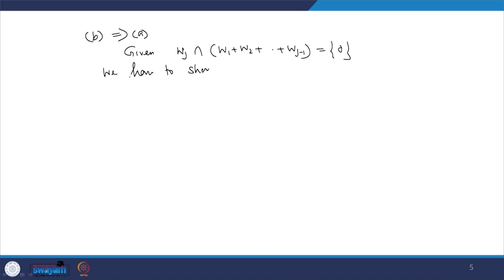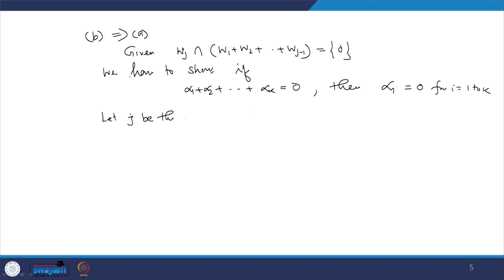to show, if alpha 1 plus alpha 2 plus ... alpha k equal to 0, then alpha I equal to 0 for I equal to 1 to k. That is what I have to prove. Let j be the maximum value of I for which alpha I not equal to 0.